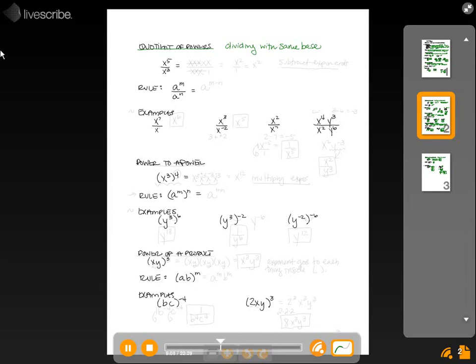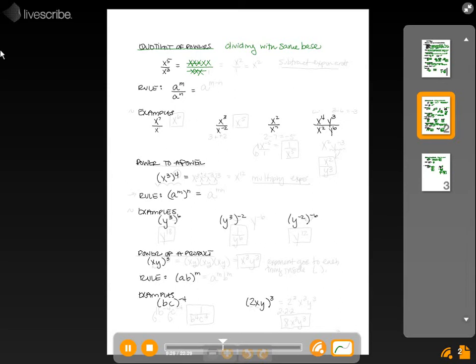Now, x to the fifth, like we did on our last problem, is really x times x times x times x times x, 5 times, over x cubed, which is x times x times x, 3 of them. Now, we can simplify that fraction. We're going to look for what they have in common. Well, the top and bottom both have 3 x's, so I'm going to cancel out 3 x's on the top and the bottom.